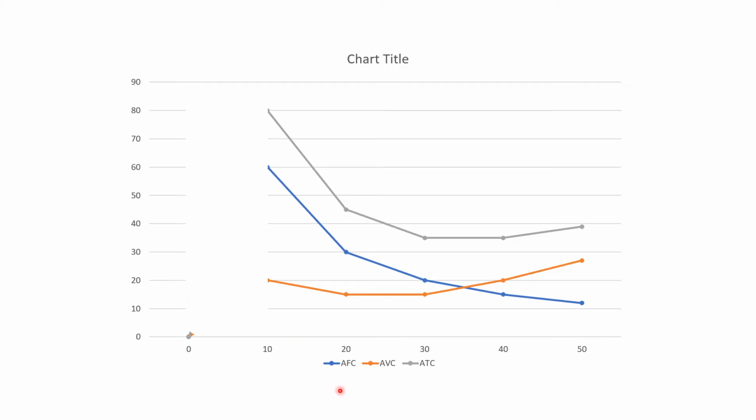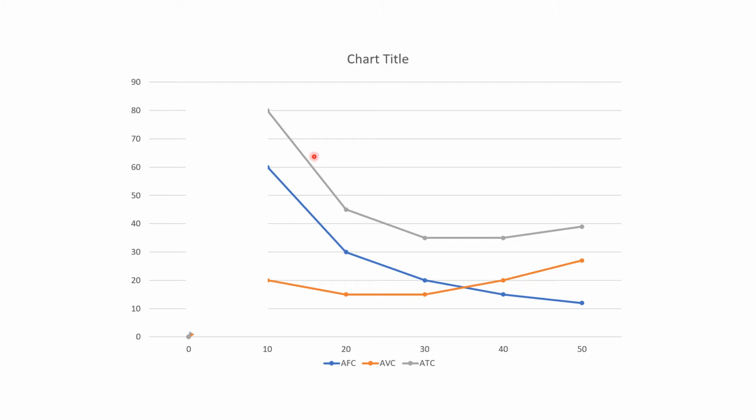Okay, the blue line is AFC, average fixed cost. So for the average fixed cost, it was 60, and for the average variable cost, 10 units was 20. So that's how we plot it. We get the figures from off the table, and we plot the graph, quantity this way, the cost this way.